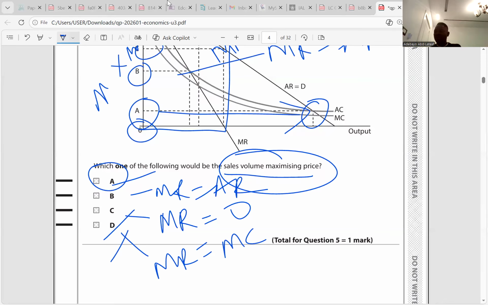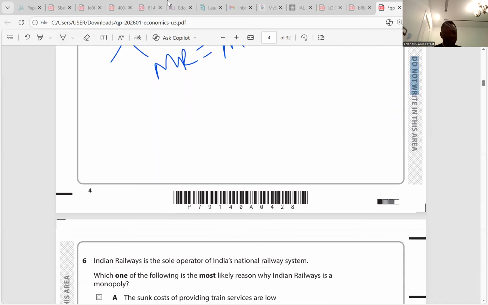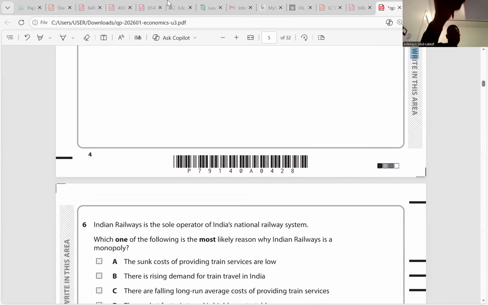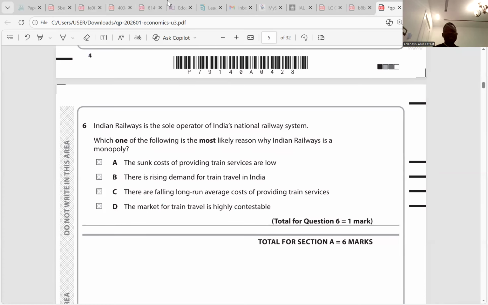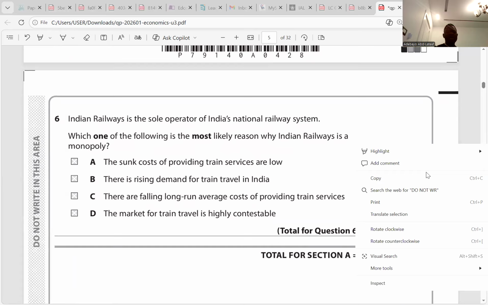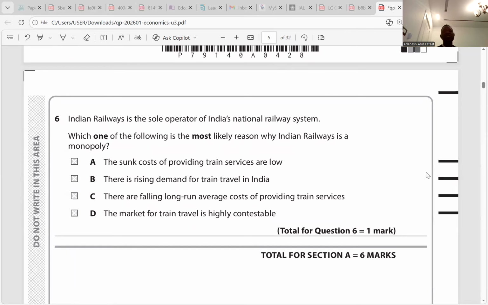We move to question 6. They said Indian Railway is the sole operator of India's national railway system. Which one of the following is the most likely reason why Indian Railways is a monopoly? When we talk about a monopoly, it is a market structure where we have one firm, like the Indian Railway, dominating or providing the goods or services in that market. And that simply makes the firm the industry.